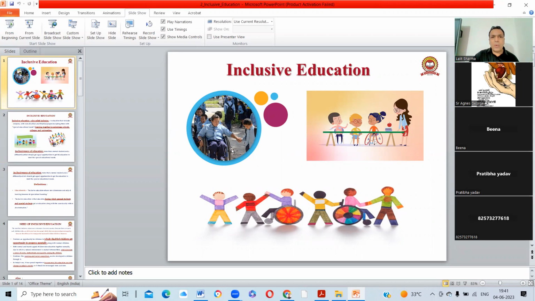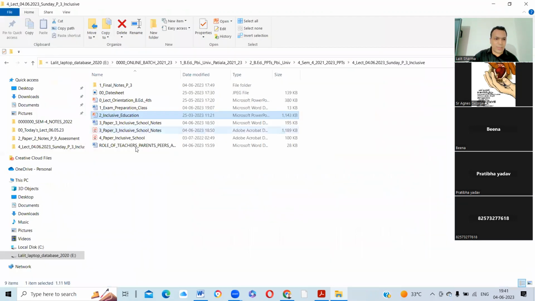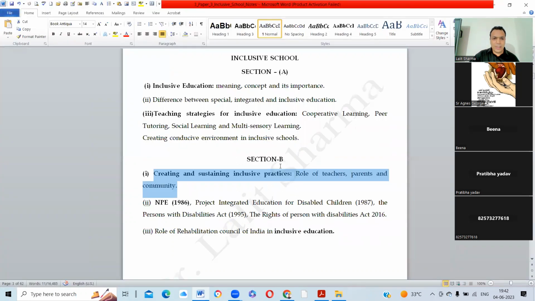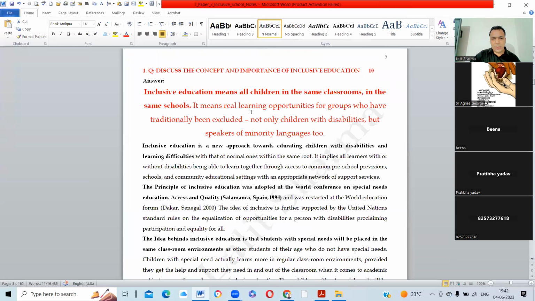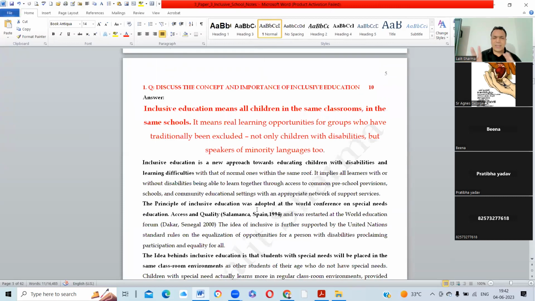Right guys? Now I move to your notes. I have shared the notes with you, so I directly open the file of your notes. Now you can see the questions. Basically 5-6 questions I'm discussing in these notes, so naturally 2, 3, 4 questions would come. You have to attempt only 2 questions, right guys?